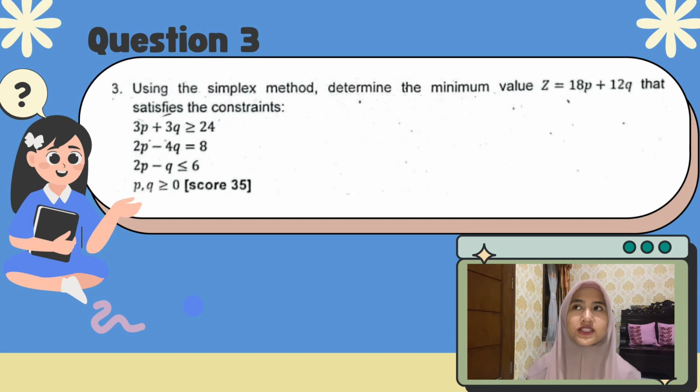During the midterm exam yesterday, I made a mistake in working on number 3 in this section on converting to standard form, because I made a mistake in one of the constraint functions, which should only be added artificially because it is an equal sign.